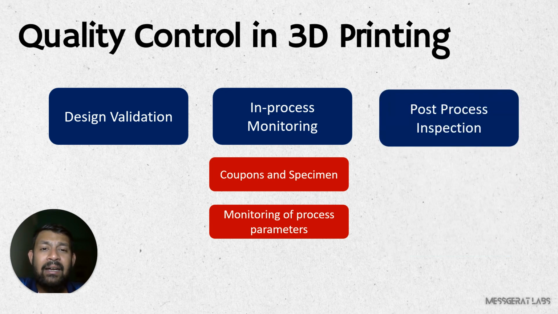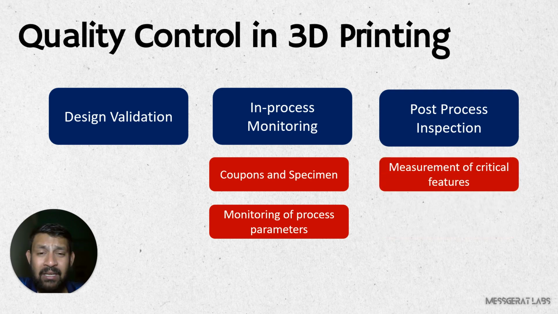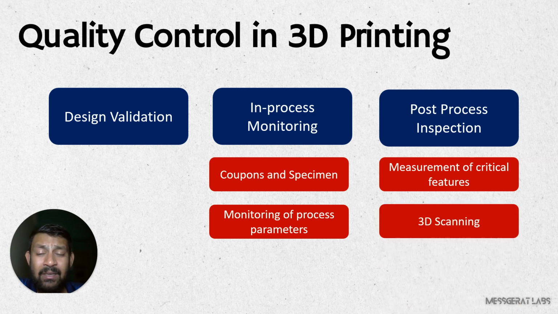Then the third part of it is when the printing is done, which is post-process inspection. Now, this is just like any other engineering process where you want to analyze or inspect the component that you have manufactured through that engineering process. In this case, it happens to be a 3D printing process. That can be measurement of critical features, dimension measurements, or that can be 3D scanning.